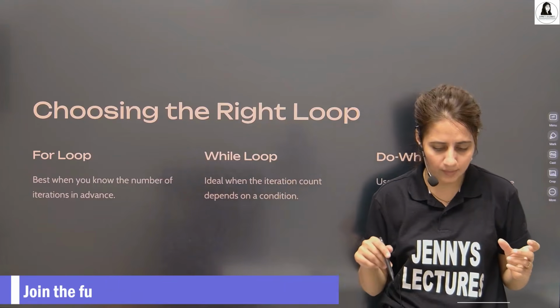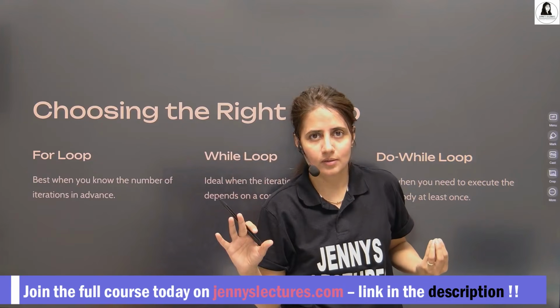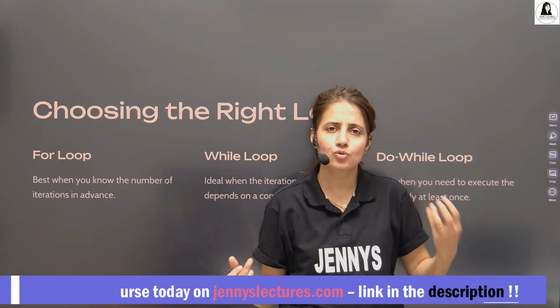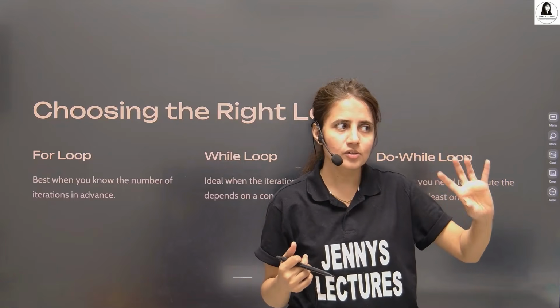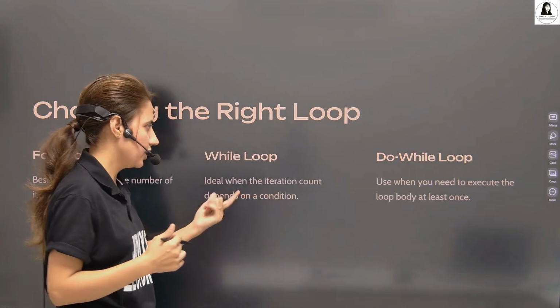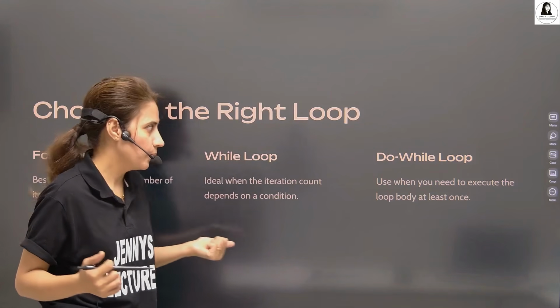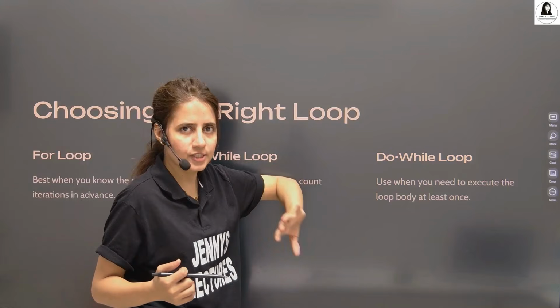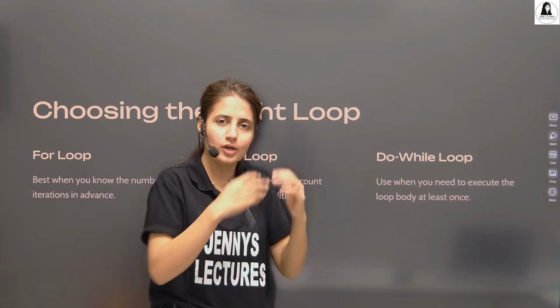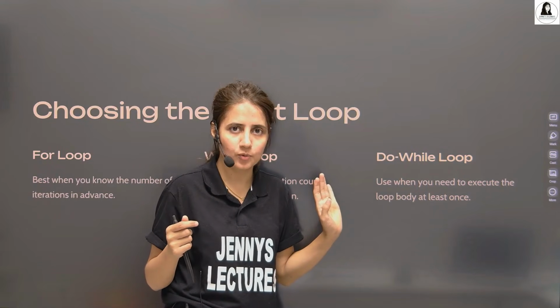When you know the number of iterations in advance, how many times the loop should be iterated, then it's better to use a for loop. When you don't know in advance how many times the statements would be iterated, we use a while loop based on some condition. We can simply use a break to break that while loop. Do while loop, when you want to execute the body of the loop at least once without checking the condition, if this is the scenario, then we use a do while loop. Okay.